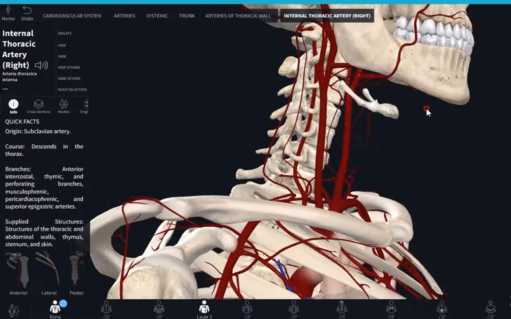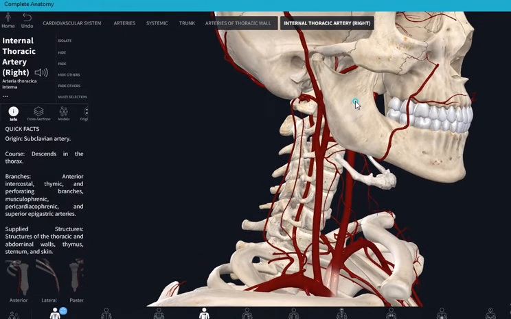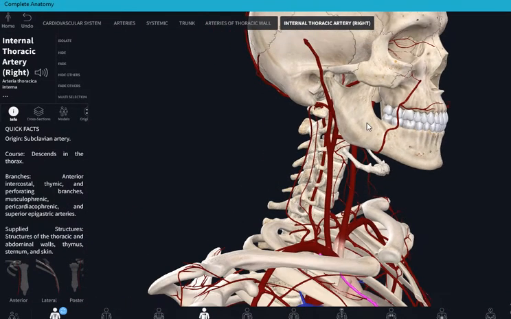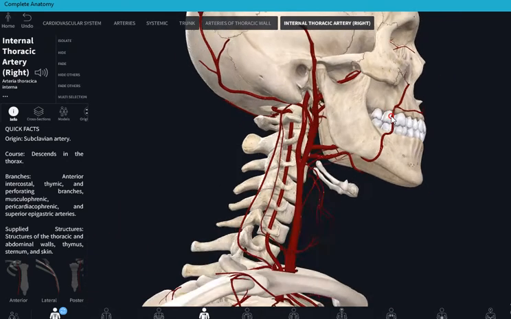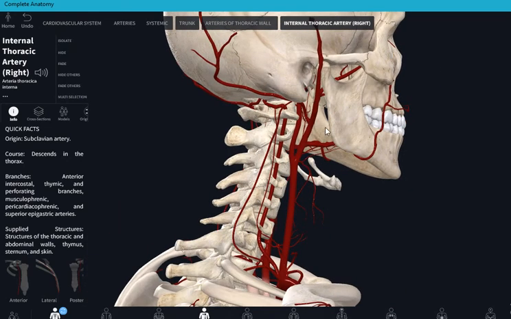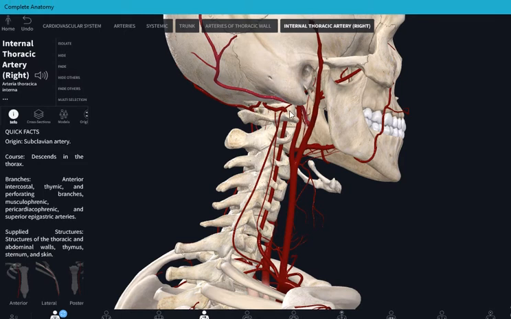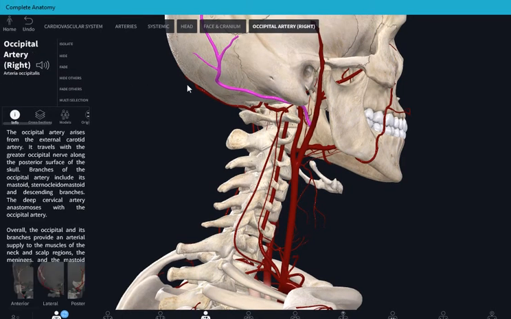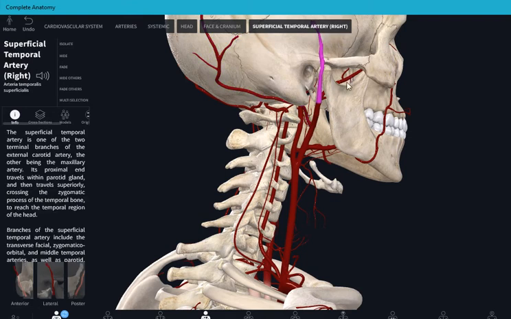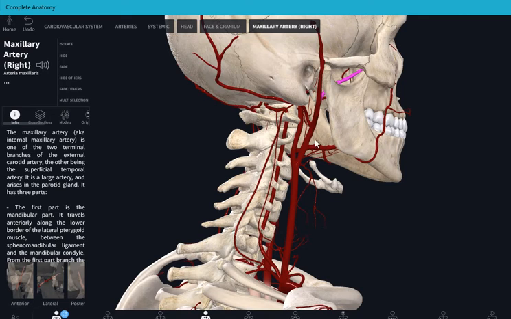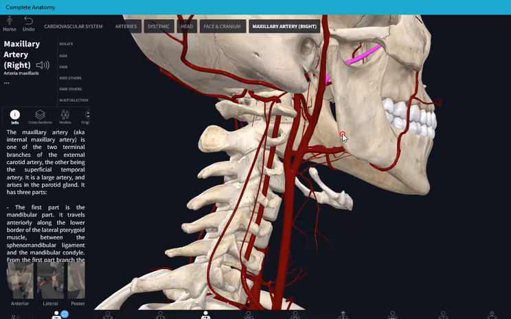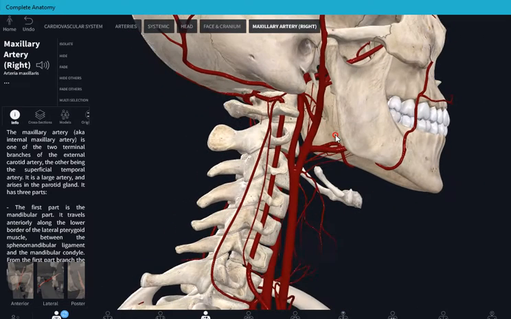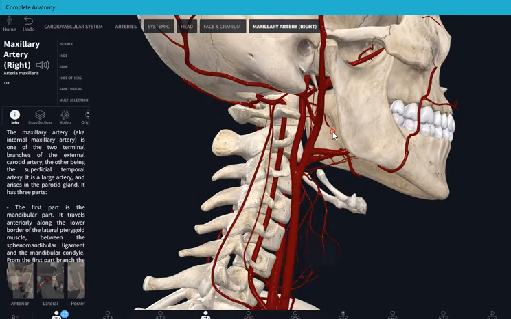So let's come back to the external carotid artery. Now the external carotid artery is going to form an anterior branch here, the facial artery, and another artery. This artery here, posterior, is going to be the occipital artery. Here is going to give the superficial temporal artery, and here is going to be the maxillary artery. So these are the main branches of the external carotid artery.